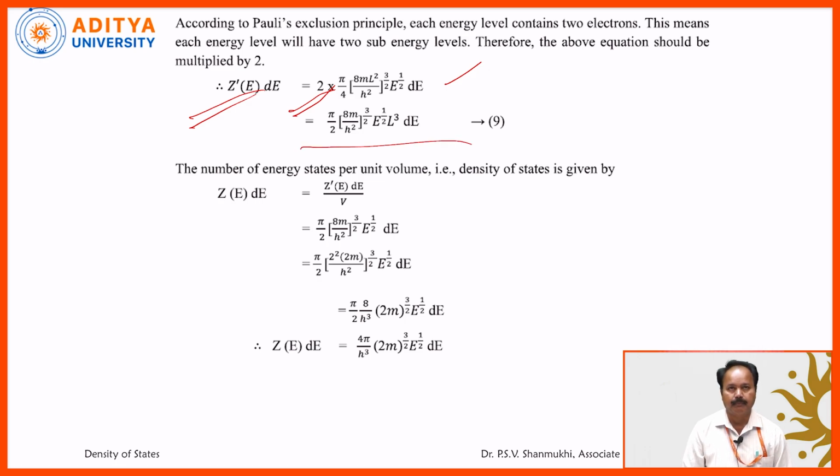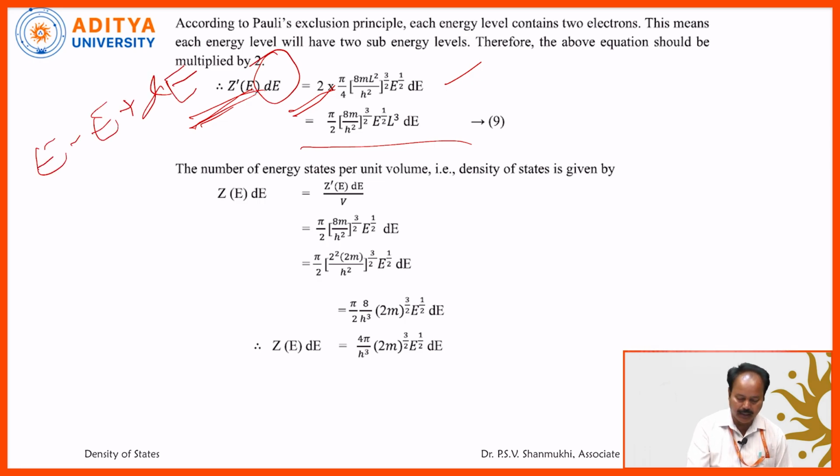equation number 9, that is pi by 2 (8m by h square) whole power 3 by 2, E power half into L cube dE. These are the number of available energy states in the energy range dE, means from the energy E to E plus dE. Means in the energy range dE, how many states are available?